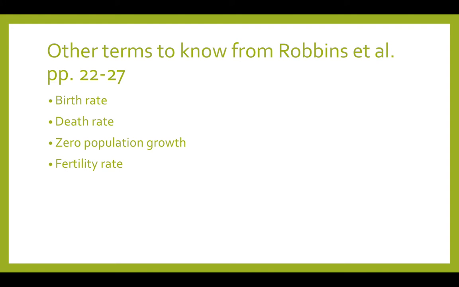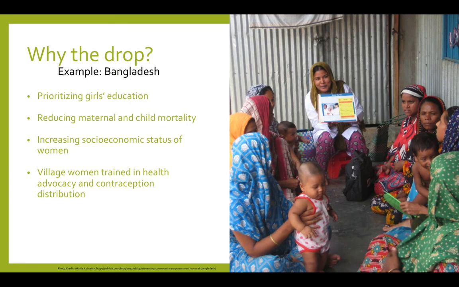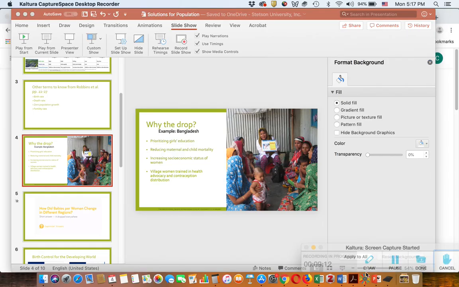And then we've mentioned this before, but the fertility rate is the number of babies born per woman. That's different from the birth rate, which is the number of babies born per so many thousand people. Okay, so just make sure you know those terms. Look back at the Robbins reading if you need to. And then we're going to talk about Bangladesh. And we're going to stop there for just a second.